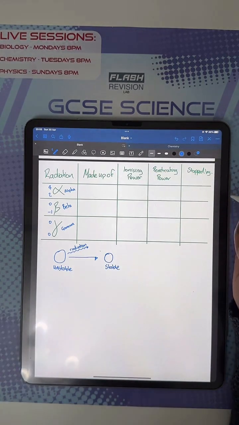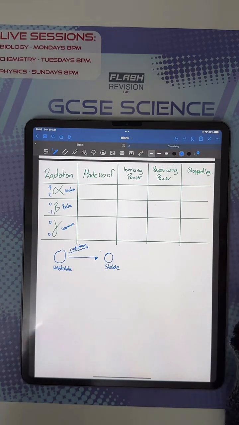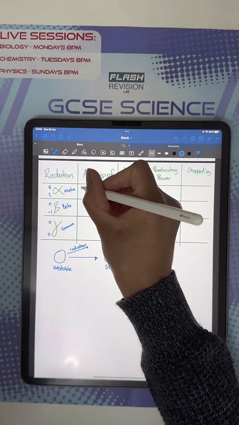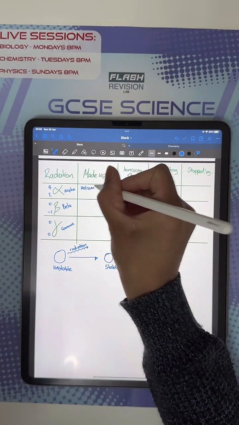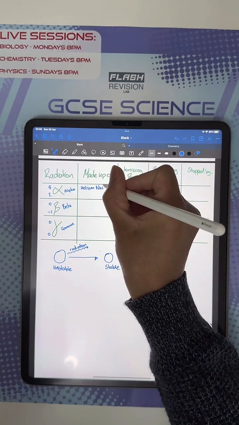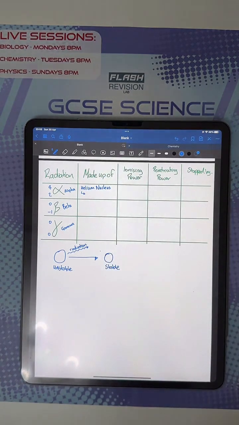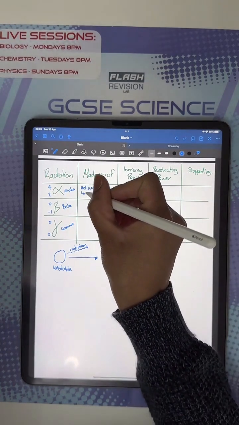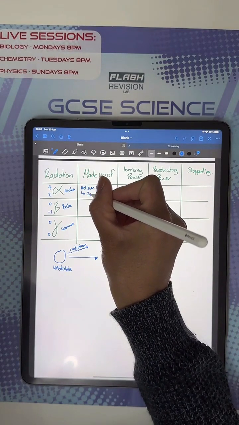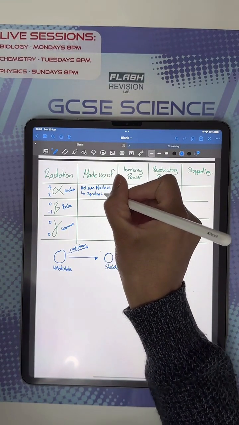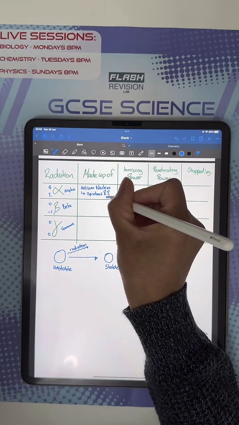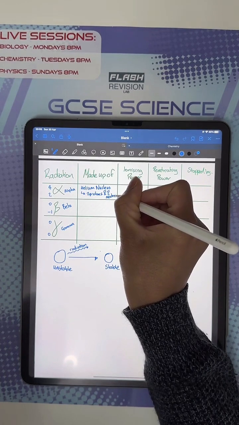So alpha is made up of what? A helium nucleus. Don't say helium particle, say helium nucleus, because it's not a full helium atom. It's just the middle part of the helium, the nucleus. So helium nucleus, what's that made out of? Two protons and 2 neutrons. Perfect. So you can either say helium nucleus or you can say 2 protons and 2 neutrons. Same thing, because a helium nucleus is 2 protons and 2 neutrons.